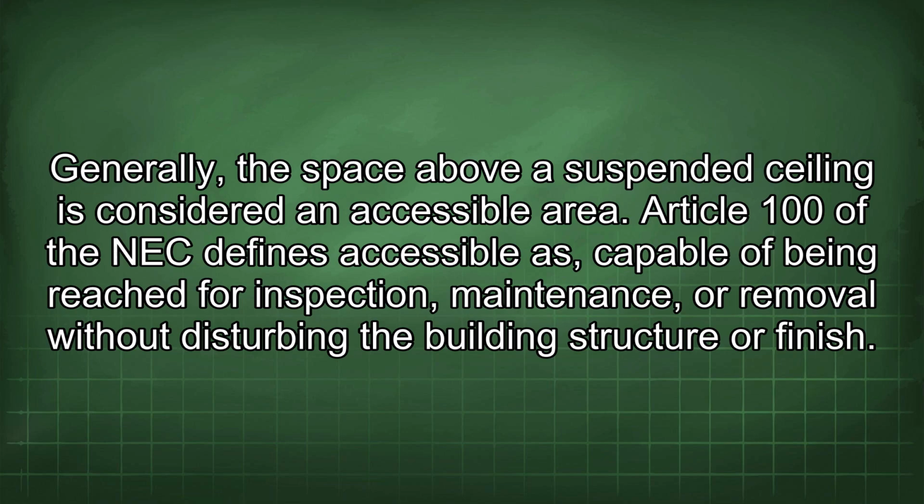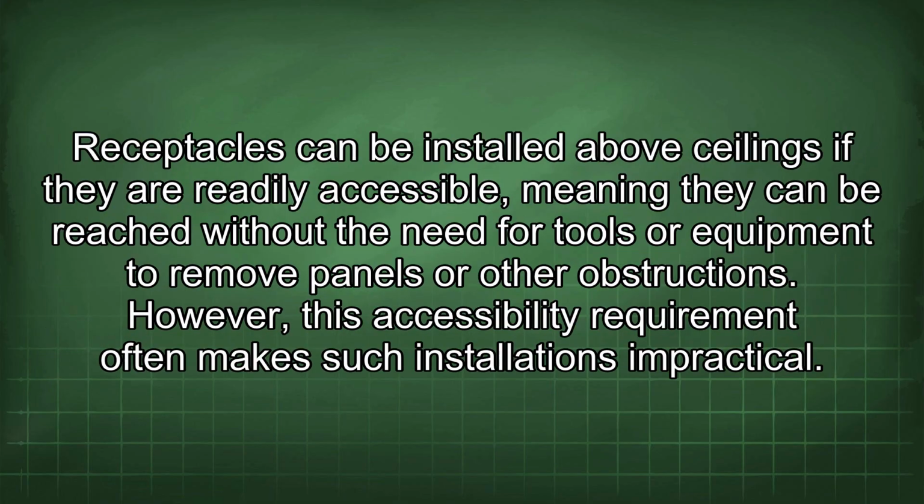Article 100 of the NEC defines accessible as capable of being reached for inspection, maintenance, or removal without disturbing the building structure or finish. Receptacles can be installed above ceilings if they are readily accessible, meaning they can be reached without the need for tools or equipment to remove panels or other obstructions. However, this accessibility requirement often makes such installations impractical.